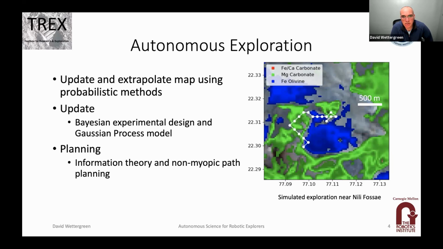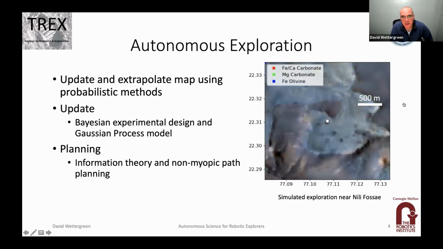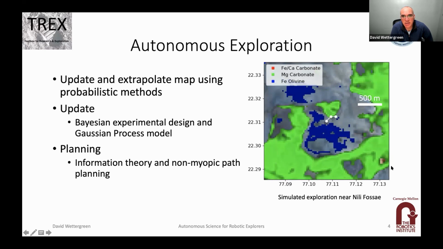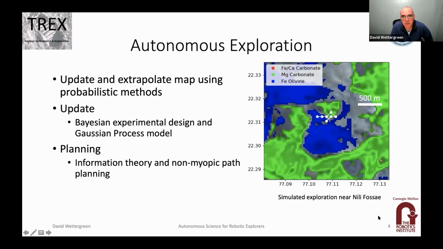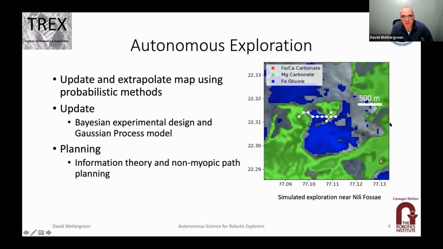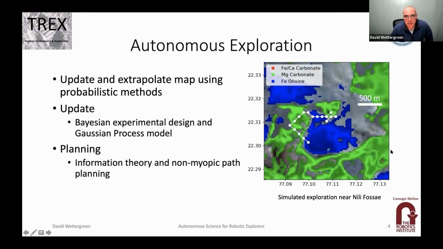So the way we do this is by applying information theory, and simply put, we're trying to reduce the entropy in the model, which is another way of saying we want to reduce the uncertainty in the most efficient manner. So taking observations that most significantly reduce uncertainty in the model. Let's go on to the next slide.